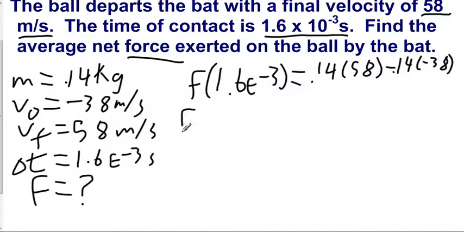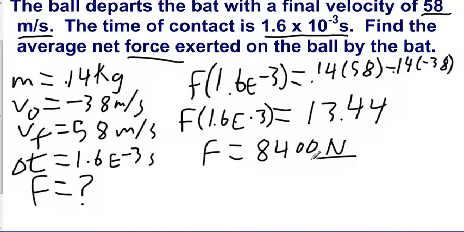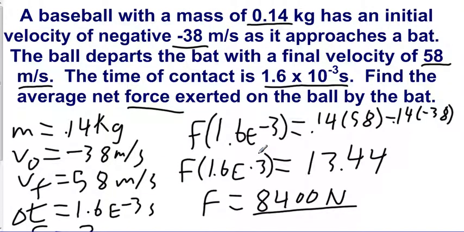And when you start working this out, you should get force times 1.6 times 10 to the negative third is equal to, when you work out that math, you should get 13.44. And then divide that, and you should get a force of 8,400 newtons. And there we go. That's using the force, time, mass, velocity, the impulse and momentum theory.